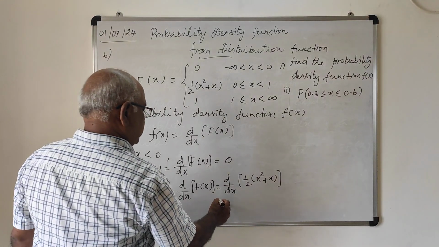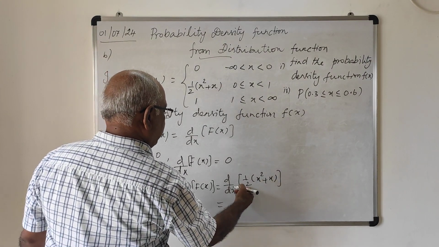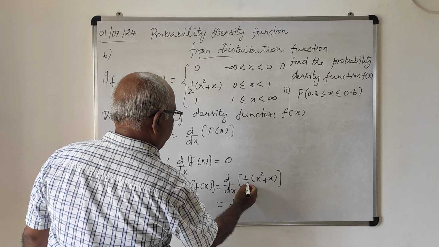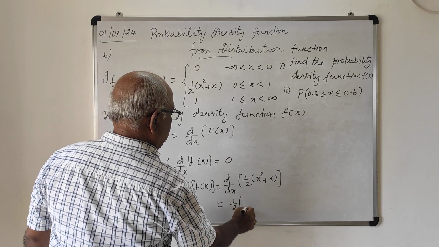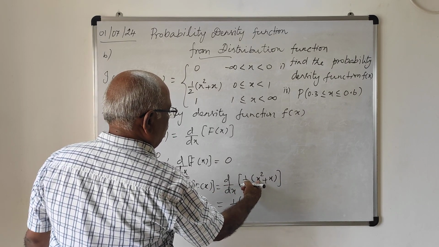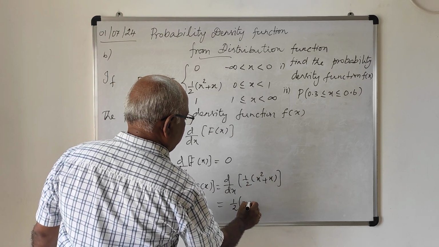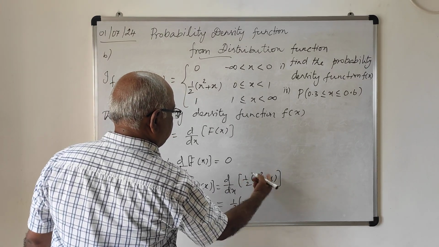On differentiating, you can take the constant out of the derivative symbol, half into d by dx of x square. You know the derivative of x square is 2x, plus the derivative d by dx of x is 1.